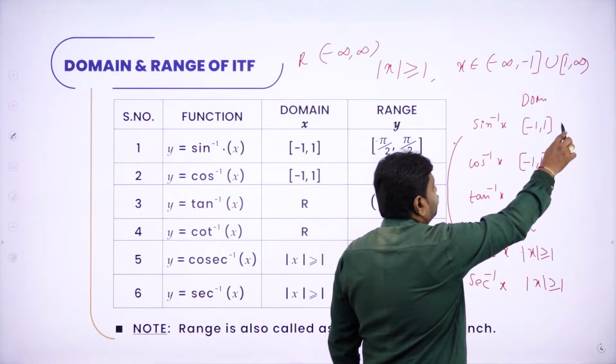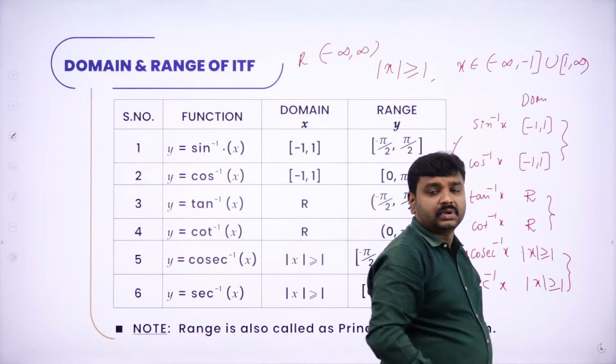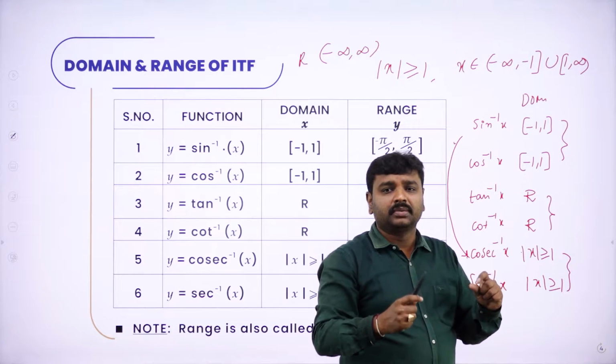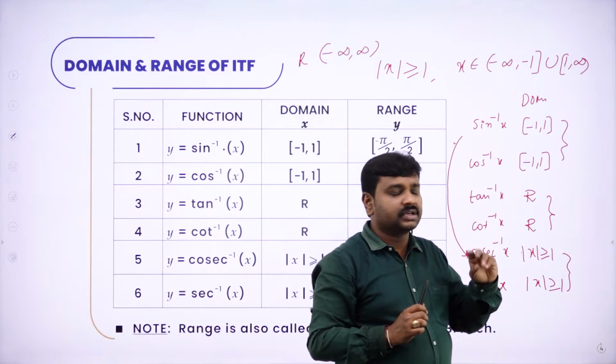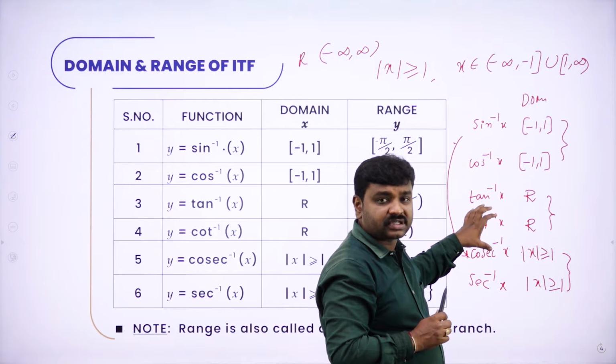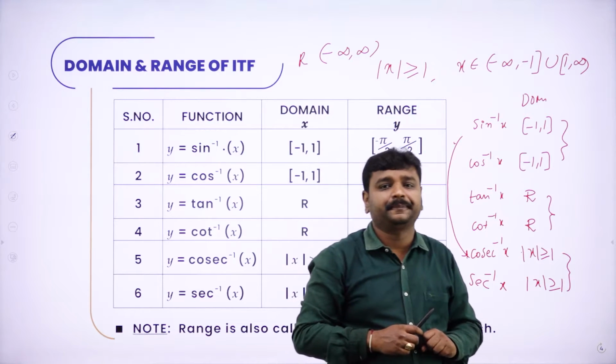So these two are the same, these two are the same, these two are the same. So what are the different domains? -1 to 1 or mod x greater than or equal to 1, these three domains. So for the first two functions, -1 to 1; next tan inverse and cot inverse, all real numbers; then cosecant and secant, mod x greater than or equal to 1.